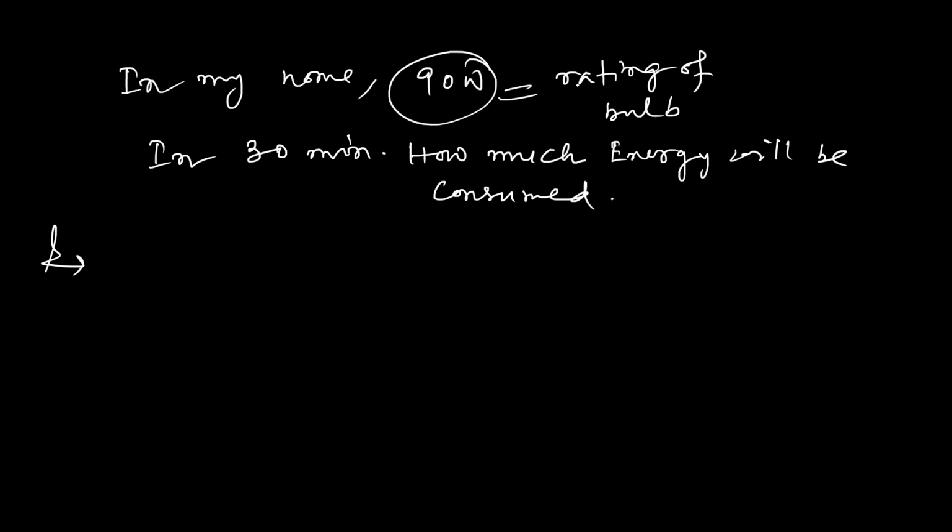So what is given here is the rating of the bulb, which is the power consumed by it. In this case, the power of the bulb is given in the question. That power P equals 90 watt. What does it mean? It means 90 joule in 1 second. That means in 1 second, how much energy will be consumed by the bulb? That is 90 joule. Because power has the relation: power equals work done divided by time.